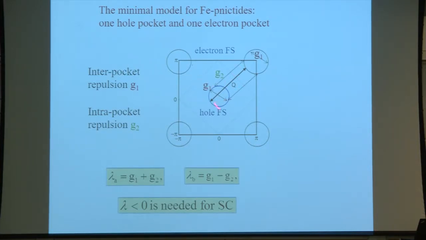We said there are two interactions. One is small momentum transfer interaction within a pocket. Another is large momentum transfer interaction between pockets. Both are repulsive. But if we solve for the pairing, these are two coupling constants that we get. And the condition for superconductivity is that we need this coupling constant to be negative, meaning attractive, right? Think about Hubbard interaction. If U is positive, it's repulsive. If U is negative, it's attractive. So this is what we need. Obviously, we need this one to be larger than this one.